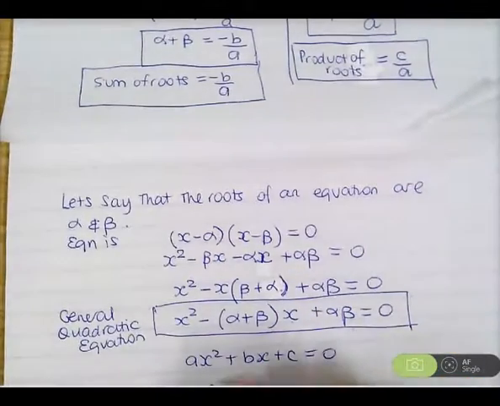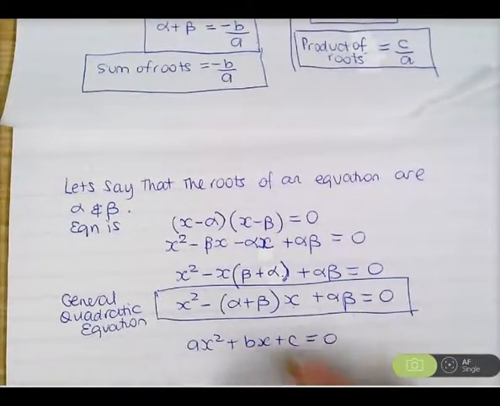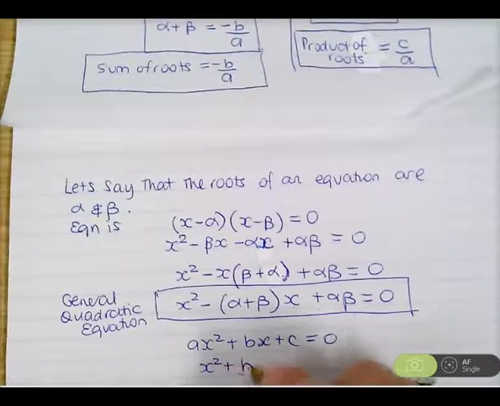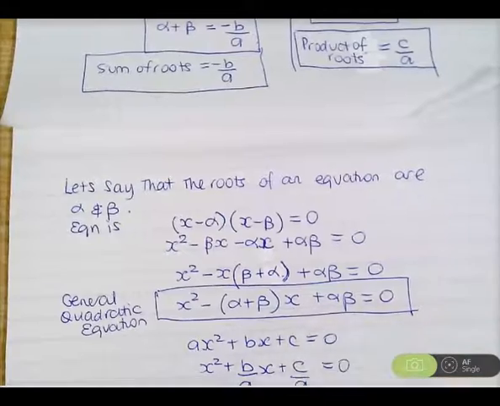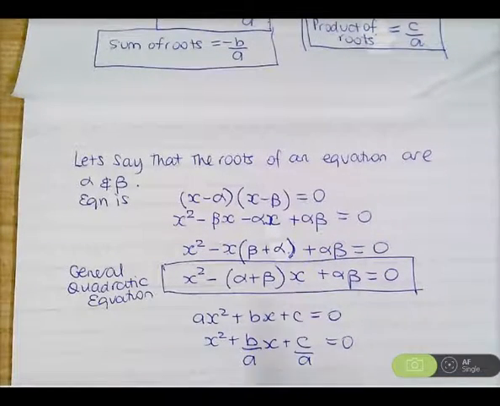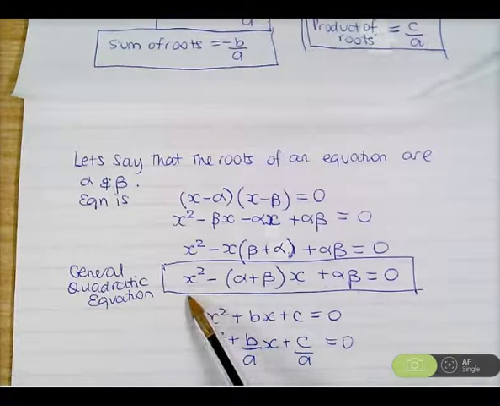But now we know we can also write it, dividing through by a, as x squared plus b on a x plus c on a equals 0 on a, which is 0. So now you've got to be familiar with ax squared plus bx plus c is 0. If you divide that all by a, you get this second one here. But you also need to be familiar with this one.